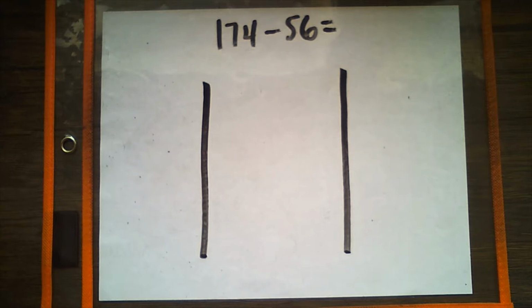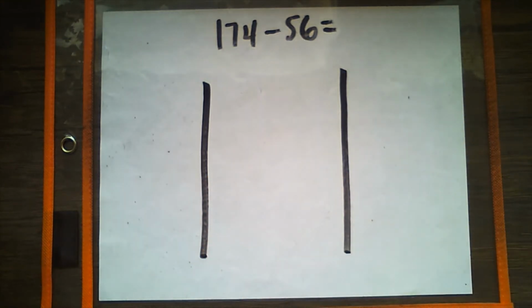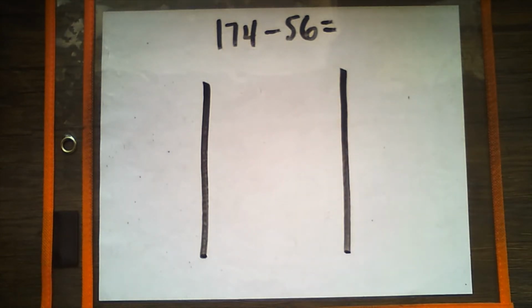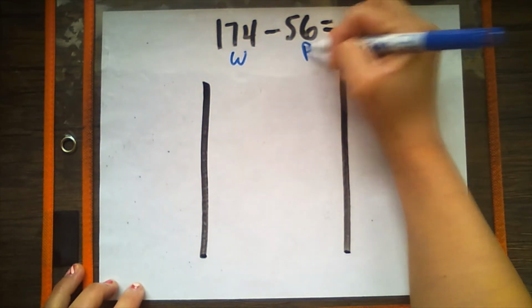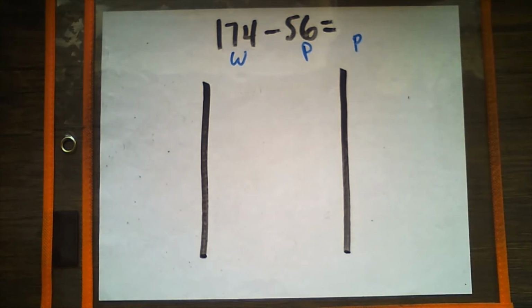All right, my friends, welcome to the next part of the teacher model. Our next number sentence reads 174 minus 56 equals. Let's go ahead and label. Remember, when we see a subtraction number sentence, we always begin with our whole, followed by the given part in order to find our missing part. This time, I want you to work with me. So what I do, you also do.